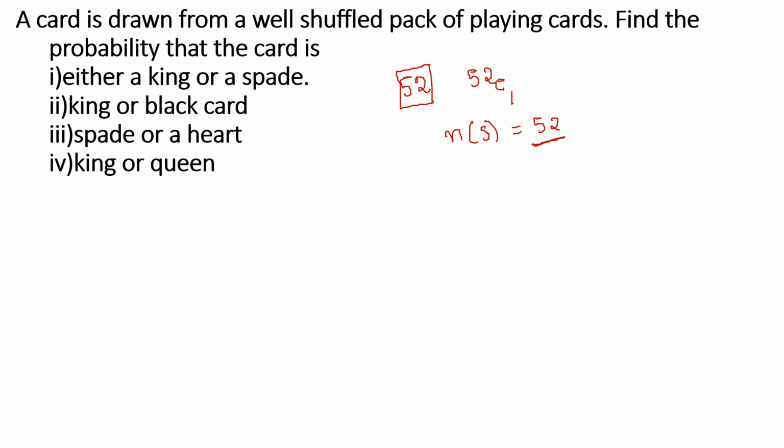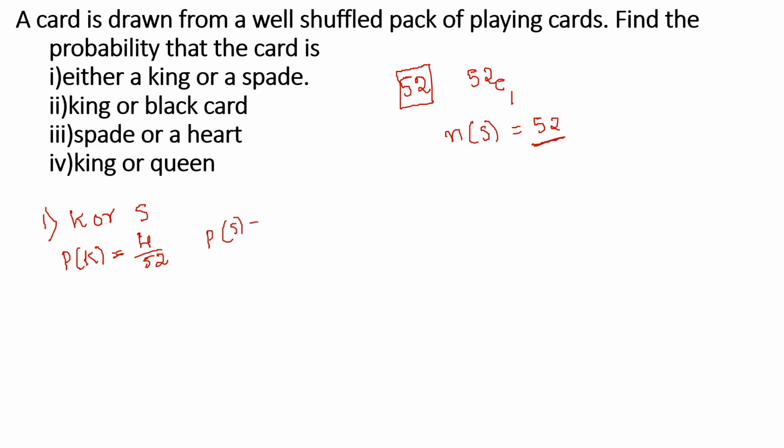Let us take the first one, either a king or a spade card. Now, the probability that the card will be a king. There are a total of 4 king cards divided by 52. Probability that it will be a spade.